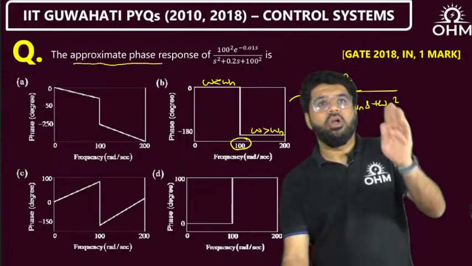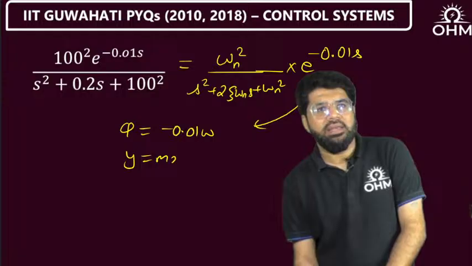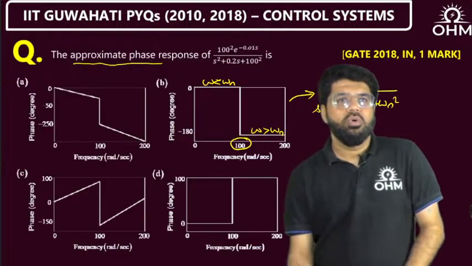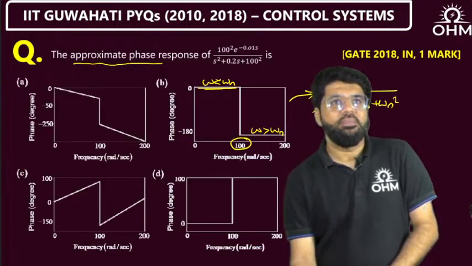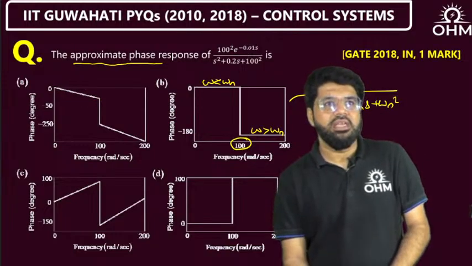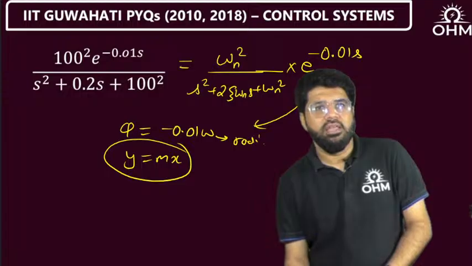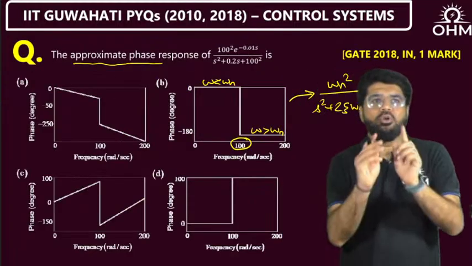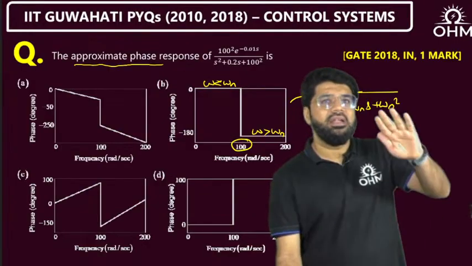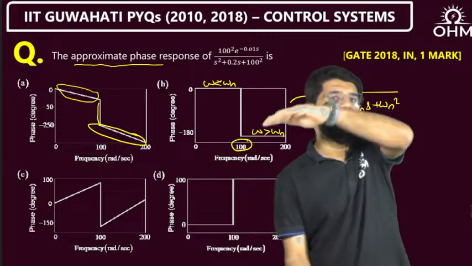But because of that additional transportation lag term, minus 0.01 omega, it's like y equal to mx, a straight line of negative slope. So before this part, which was constant 0, there will be a straight line of negative slope. At omega equal to 100, you can substitute 100; there will be some phase in radians that you can convert to degrees, but it is not required to calculate. You can see the nature: a straight line portion, then a sudden change in the phase, and then another straight line of negative slope.